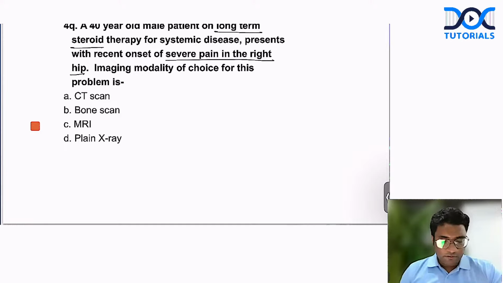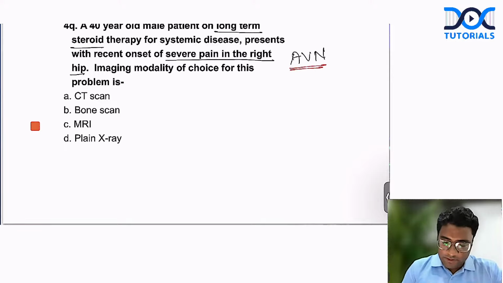What do you think of? This is avascular necrosis of the hip. So very good, Anuj, Asmita, John, right? Good, Indu, right? So this is avascular necrosis. The investigation of choice for AVN is MRI. This is the investigation of choice for avascular necrosis.